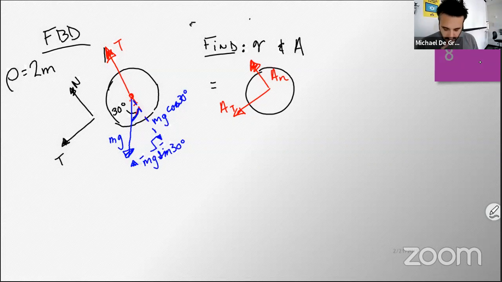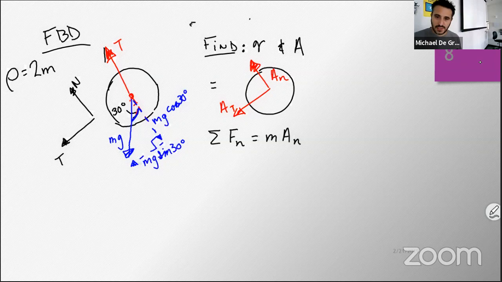So what do we do, right? Well, we've got two equations. We had them on the previous page. We've got the sum of the forces in the normal direction, which is going to be equal to the mass times the normal acceleration. So if we start there, our normal direction is up and down, right? It's in the direction of this right here, in the direction of n.